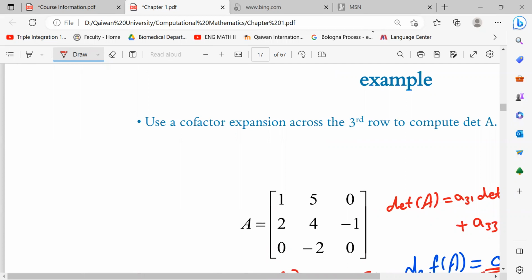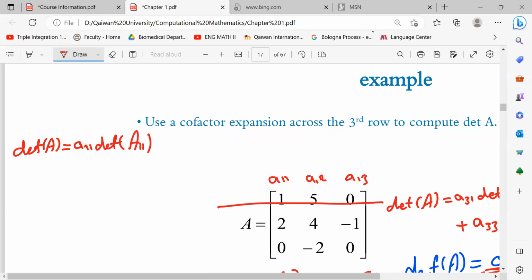First row. Okay, let's take the first row. In the first row, we have 3 entries: A11, A12, A13. Okay? And the determinant here, we said, is A11 positive, is it? 1 plus 1 is 2, so it's positive. A11 times the determinant of capital A11.